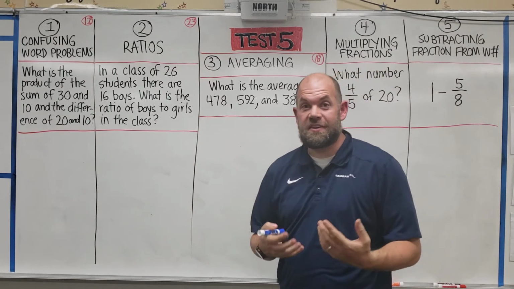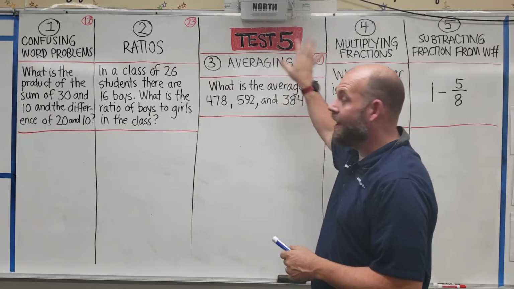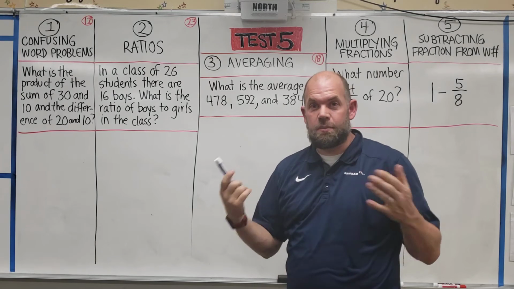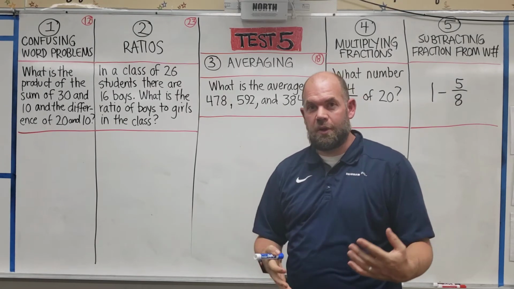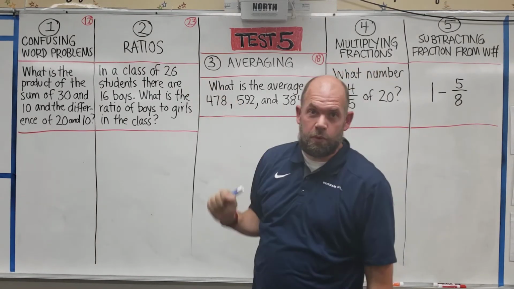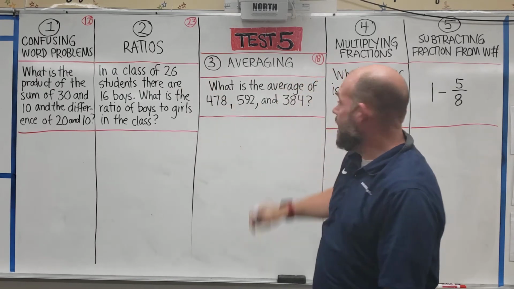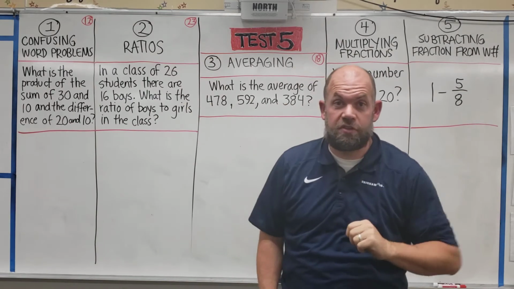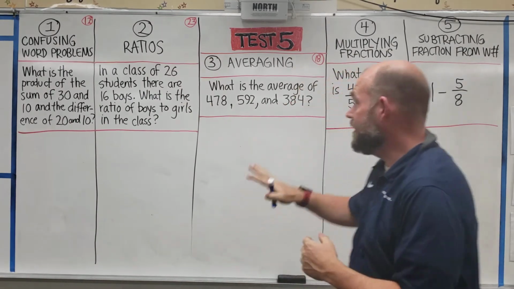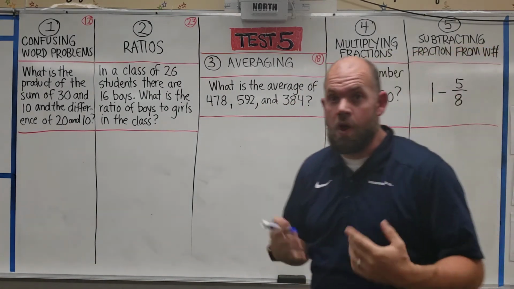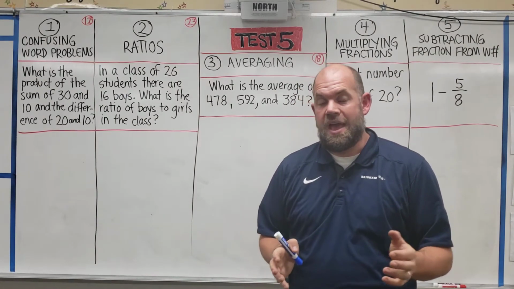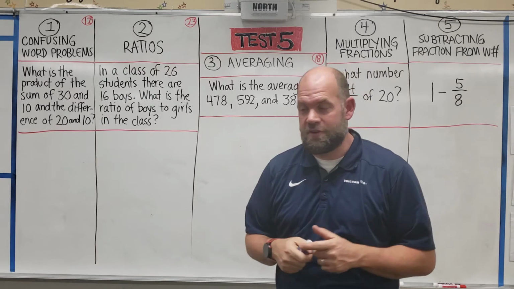We're preparing for test number 5, and I found the 5 most confusing problems in test number 5. So we did the pre-test, we found out what students were struggling with the most, and we came up with confusing word problems, ratios, averaging, multiplying fractions, and subtracting fractions from whole numbers. I've got an example of each of these, and I'm going to take you step by step through each of these 5 problems, and hopefully this will help you in preparing for test number 5.